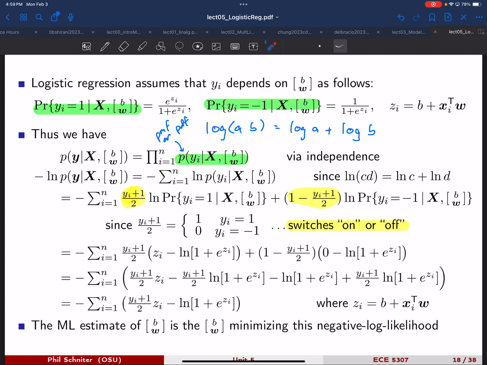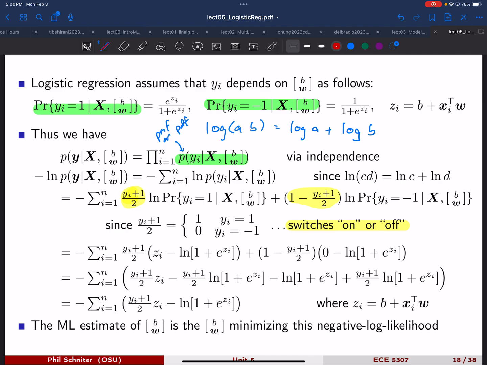And now we just have to multiply some things out. So we get y_i plus 1 over 2 times z_i here. We get y plus 1 over 2 times this negative log, which is here, and this stuff equals 0. And finally, we have 1 times this, and minus (y_i plus 1)/2 times this. And finally, you can see that a couple things cancel out.